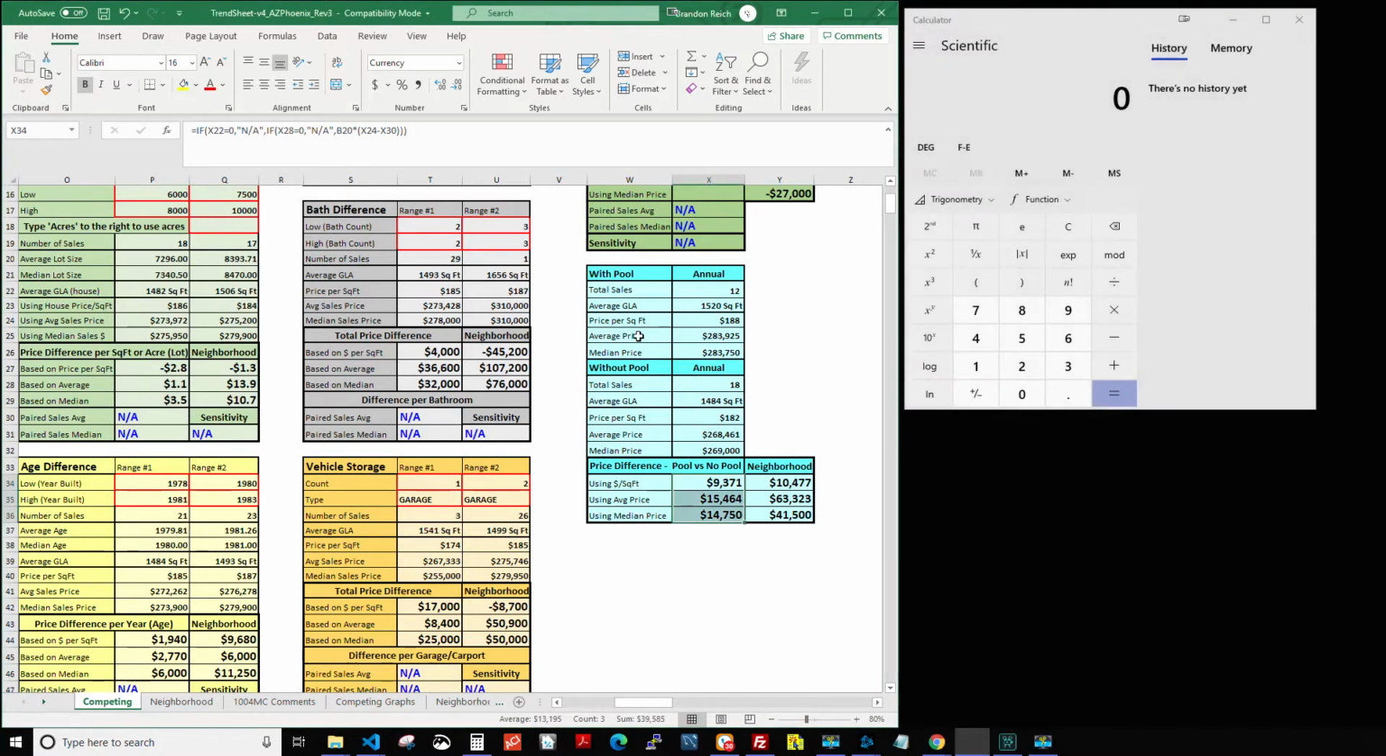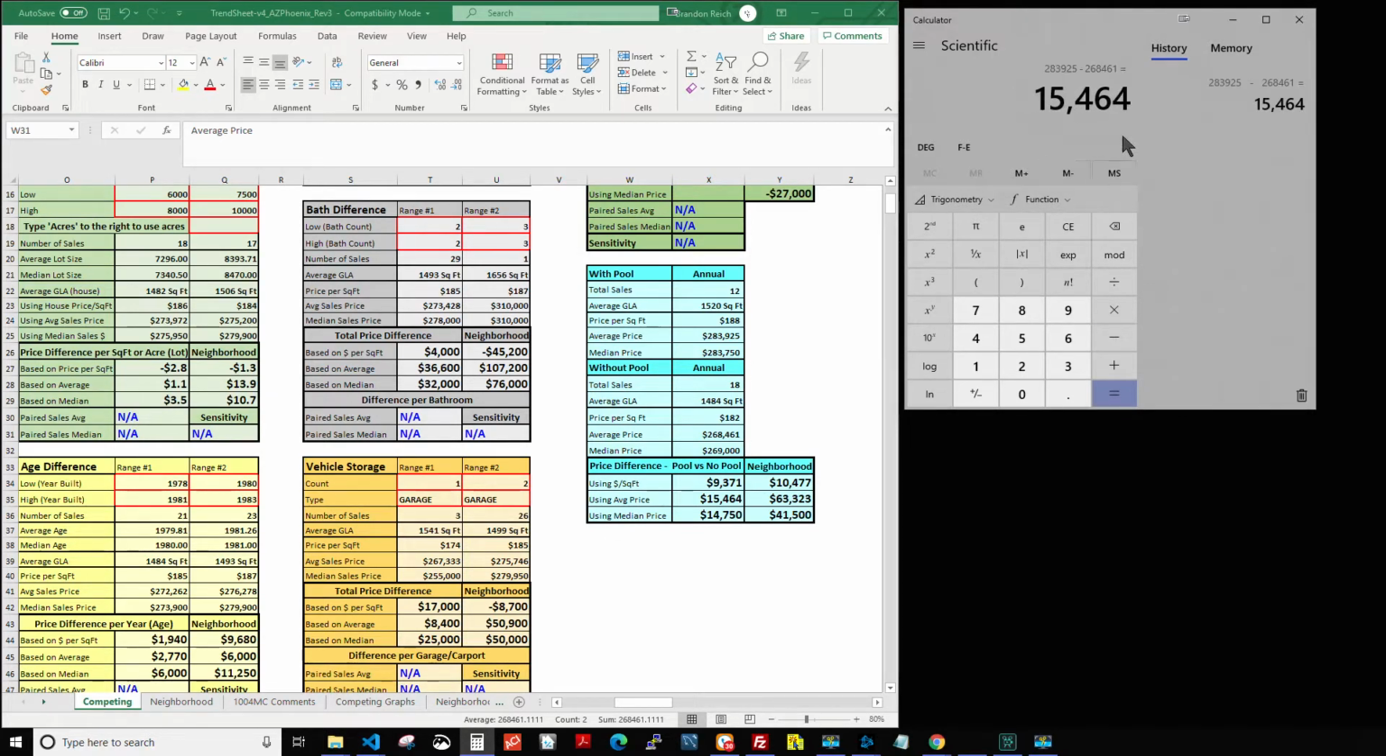Basically, we took the average price of all those properties with a pool and subtracted the average price of all the properties without a pool. So I'm just going to do that math here, 283,925 minus 268,461, and that gave us 15,464. And basically what that math is telling us, that 15,464, is that based on grouped data and those competing properties, that would be your potential adjustment for a swimming pool.